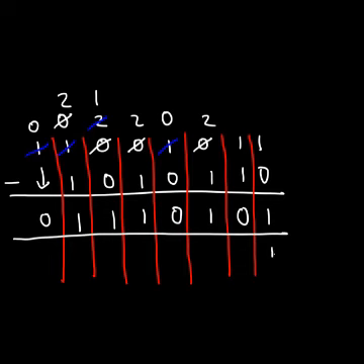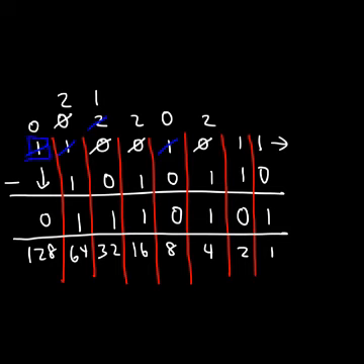Two to the 0 is 1. 2 to the first power is 2. 2 squared is 4. 2 to the third is 8. 2 to the fourth is 16. 2 to the fifth is 32, and so forth. So for the first number, we have a 1 in this column, so that's going to be 128. And then plus 64, plus 8, plus 2, and then plus 1. So that adds up to 203.